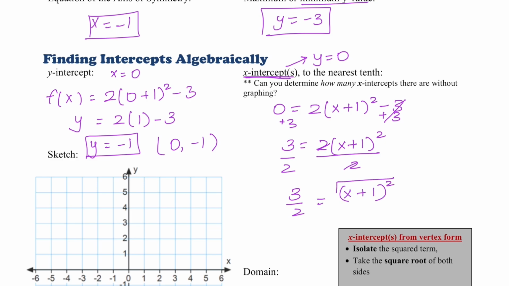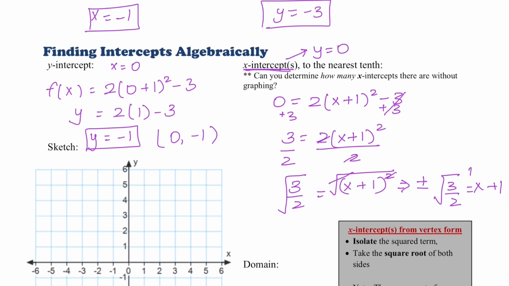Square root both sides. Square and square root cancel, and we have plus minus root 3 over 2 is equal to x plus 1. Subtract 1 on both sides, and we have plus minus root 3 over 2 minus 1 is equal to x. Put that in your calculator and you should get 0.2 comma negative 2.2 as your x values. So we have two x-intercepts.